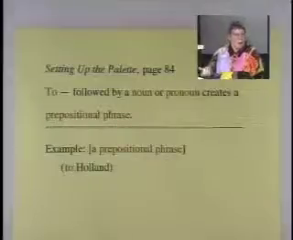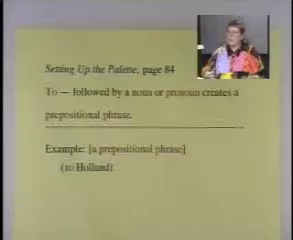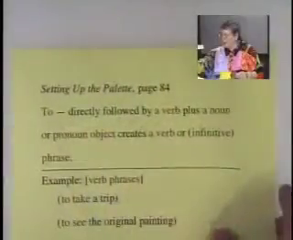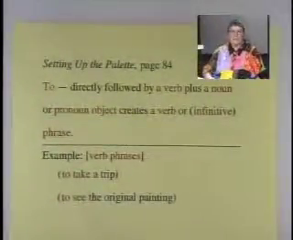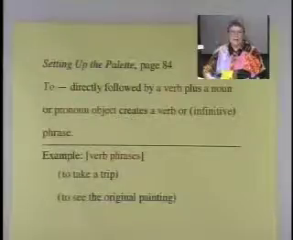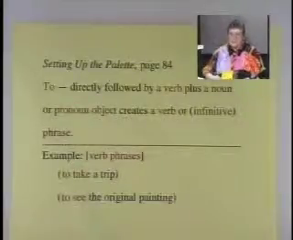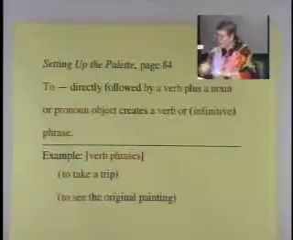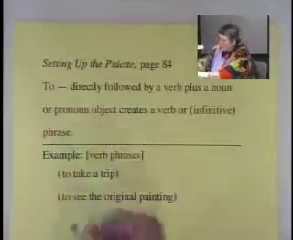So to Holland, the one that Jeff just found, he said that answered where, is going to be prepositional. I agree. But this is the one you're going to trip over, people. Star it and highlight it. Page 84. To, directly followed by a verb plus a noun or pronoun object, creates a verb or infinitive phrase. Right now, verb phrase is fine. So those two phrases that we rejected, to take a trip and to see the original painting, are not prepositional phrases. How can you tell?